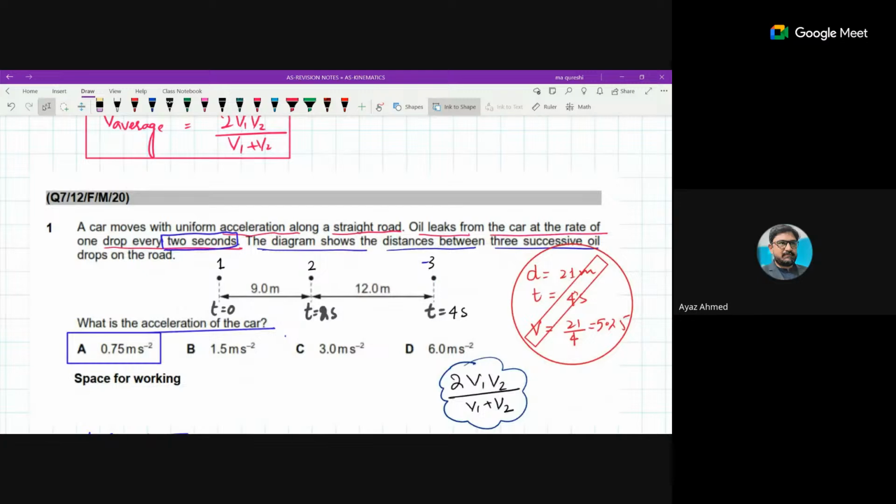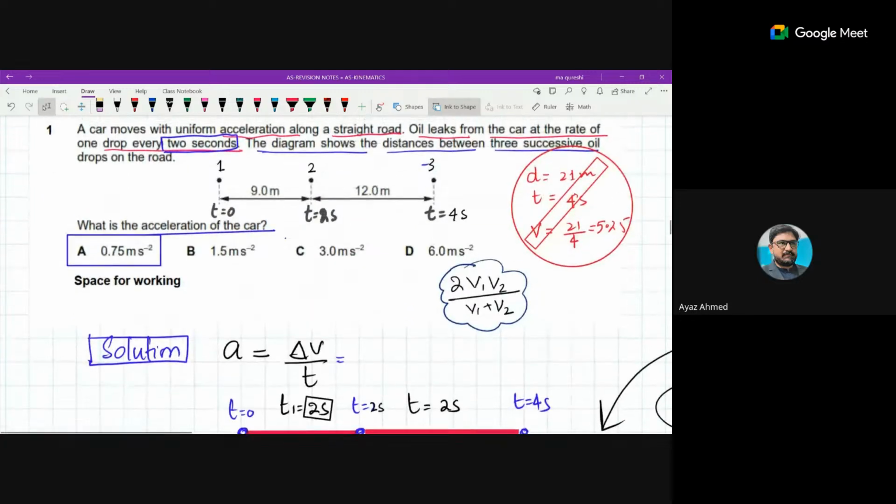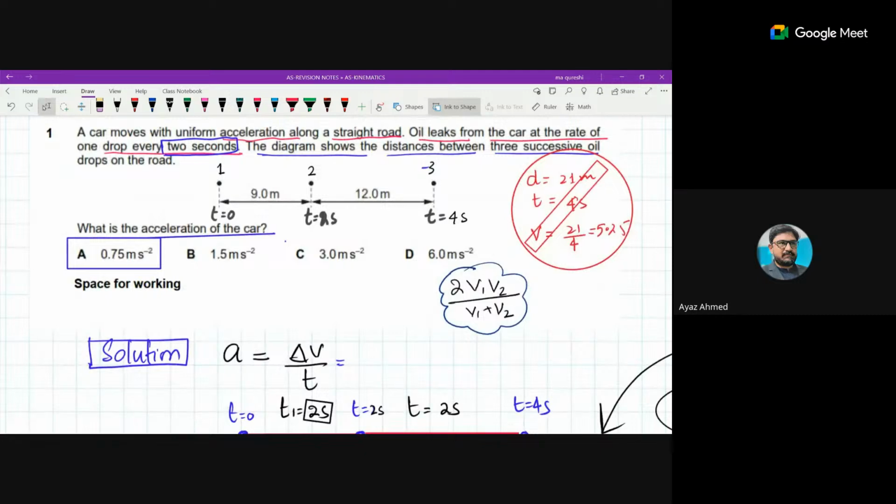What I have selected for your discussion: the car moves with a uniform acceleration. You do not know what the acceleration was, but it moves with a uniform acceleration on a straight road. Oil leaks from the car at the rate of one drop every 2 seconds. One drop after 2 seconds. The diagram shows the distance between three successive oil drops, consecutive oil drops.